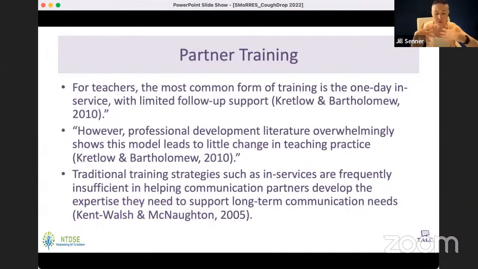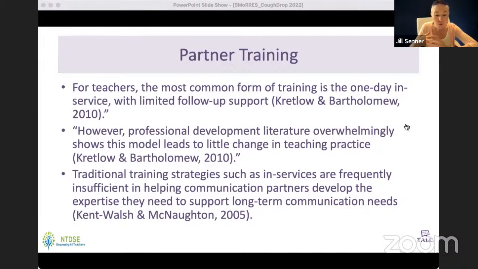So for teachers, the most common form of training is a one-day in-service. Let's hear from some of you out there. Anybody here working in the schools? Anybody here providing trainings in the schools? What are you seeing as far as your most common forms of training? This is a lot of what we see. Okay, lots of school SLPs here. We've got some yeses in the Slack chat.